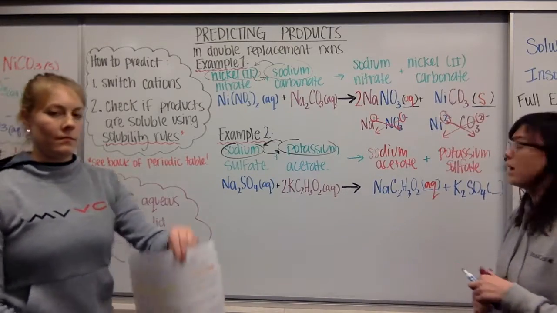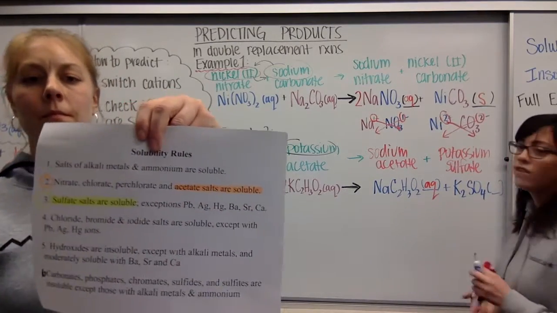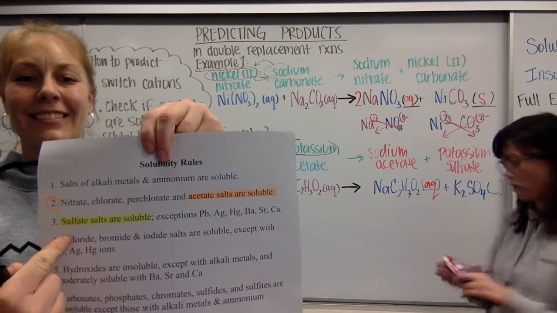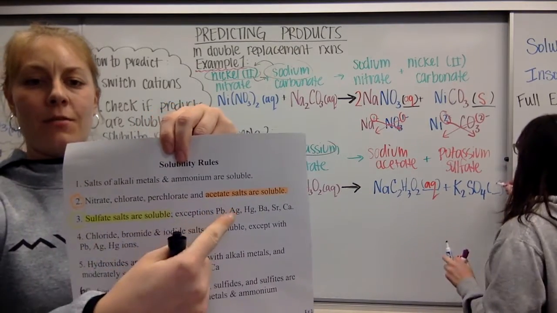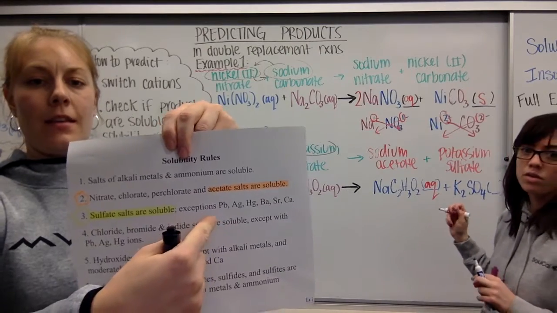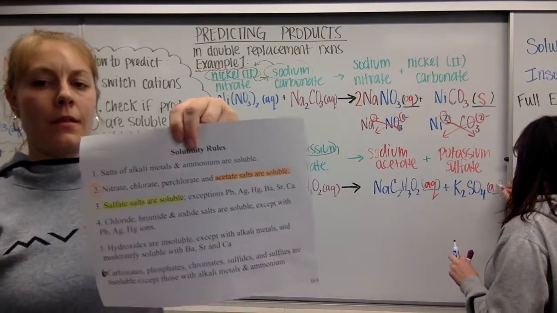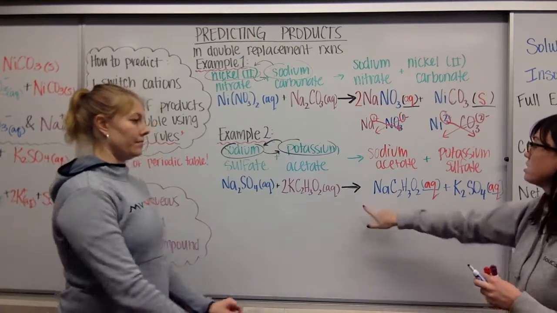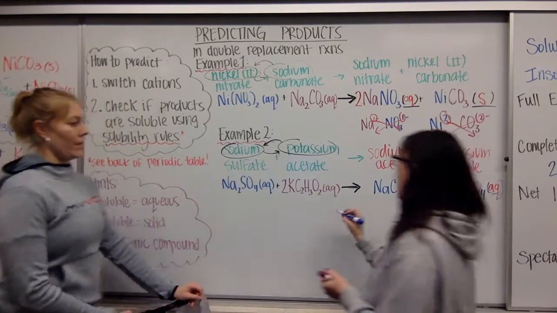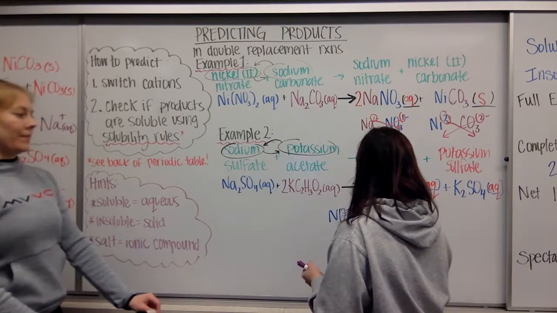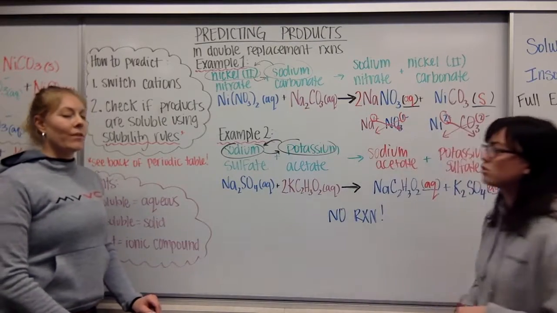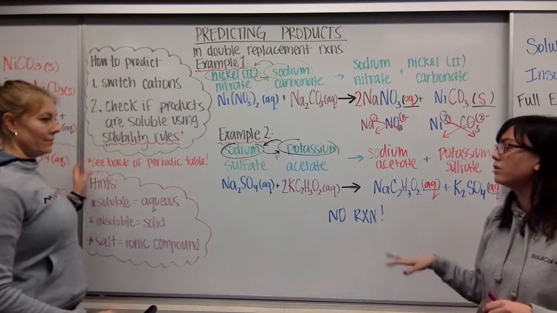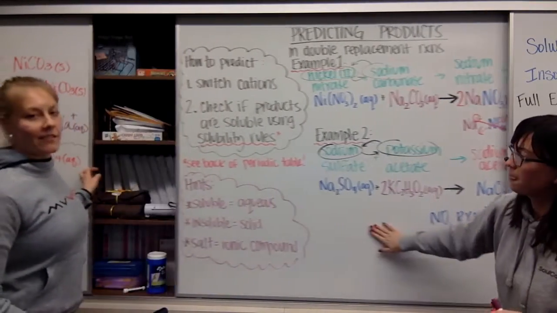And then my potassium sulfate, I'm also going to notice that sulfates are also soluble, except with these ones, none of which are potassium. So this is also aqueous. This is a big deal because this actually means that no reaction is happening. Nothing is forming. We'll see why in the next slide too. All ions are just bobbing around. It'll make more sense right now too.